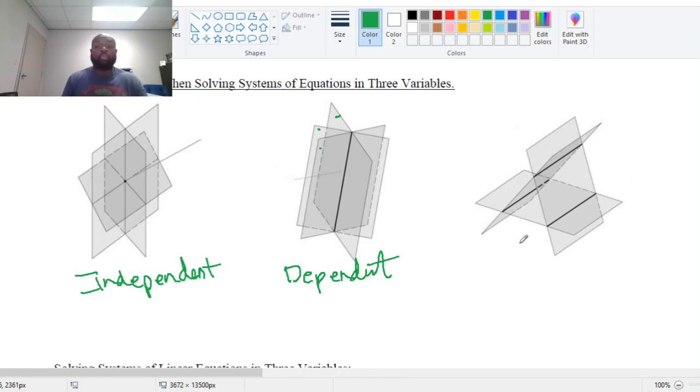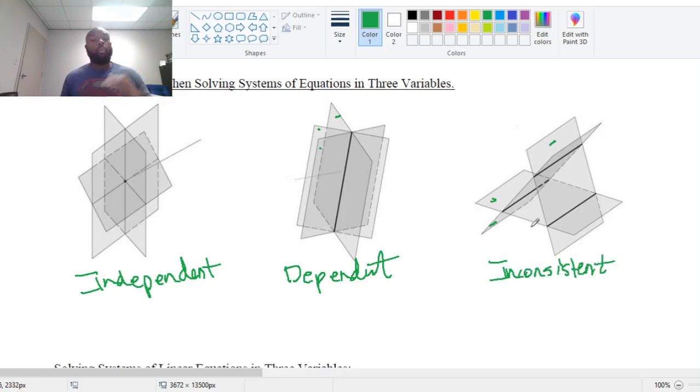This is one of the cases where we can have an inconsistent system. Notice I have three planes here, and pairs of them do intersect, but all of them don't intersect at one point or at one line. These two intersect up here, this one and this one intersect down here, and this one and this one intersect at that line there. Since there's not a single point or a single line that they all intersect at, this will be the inconsistent system because there's not a solution.